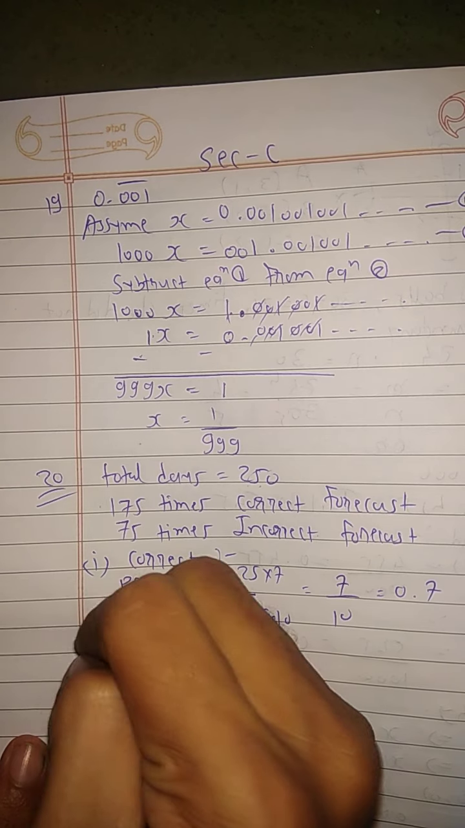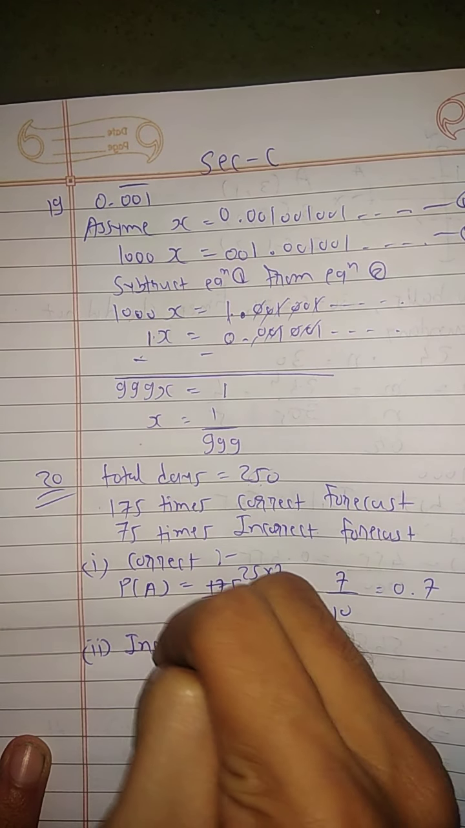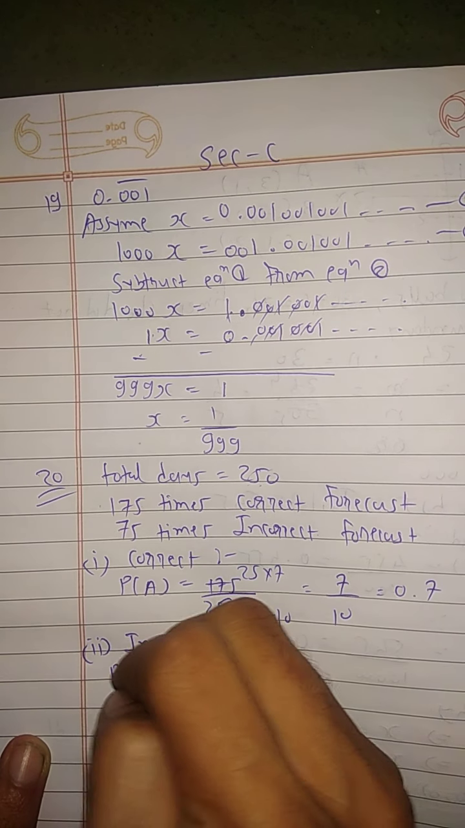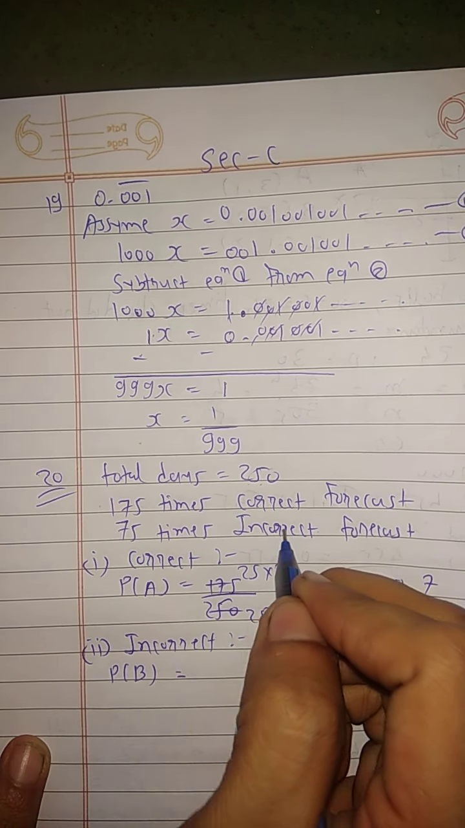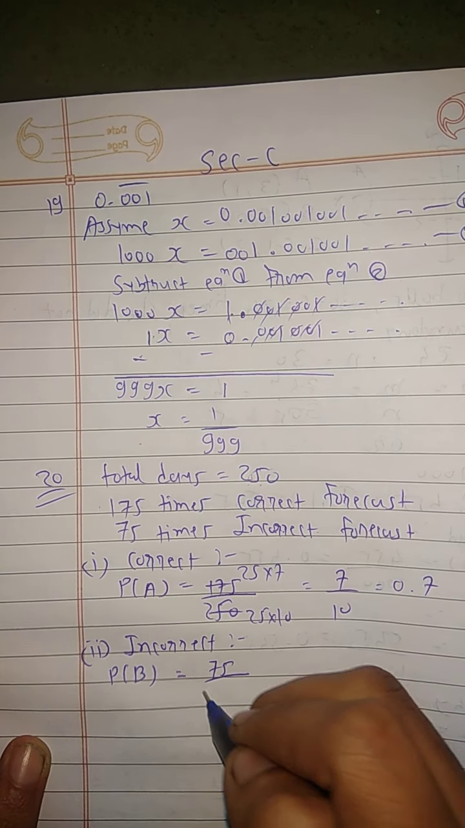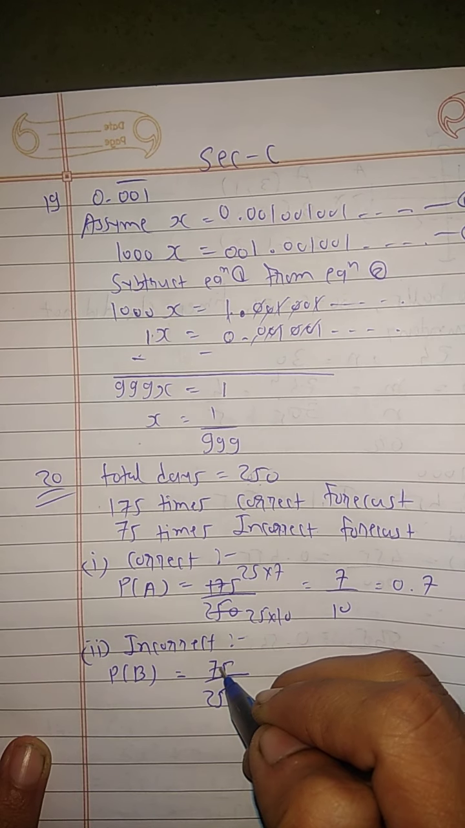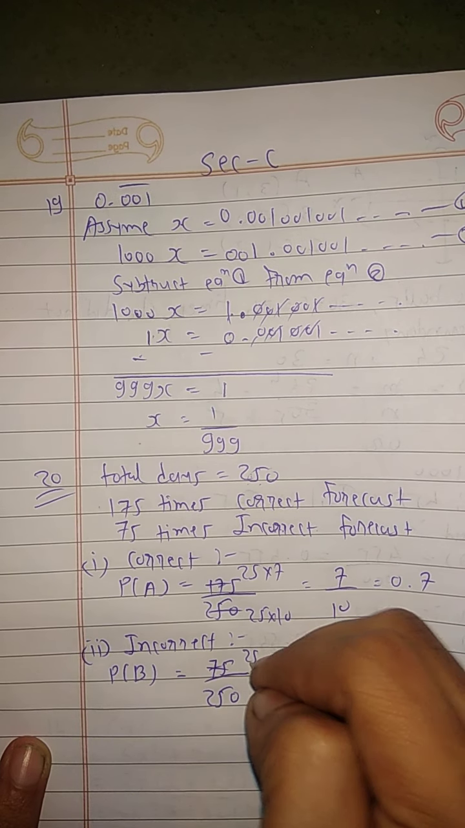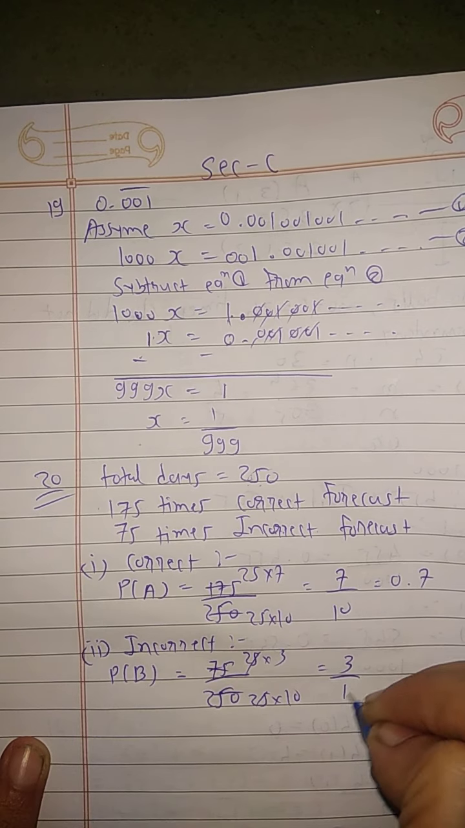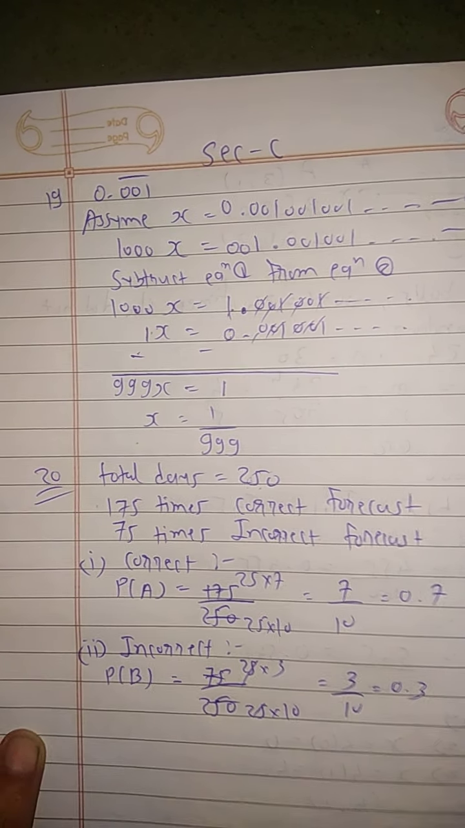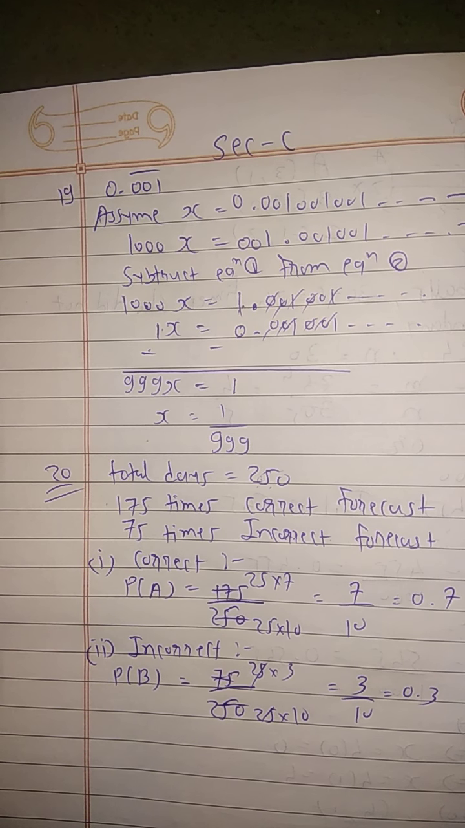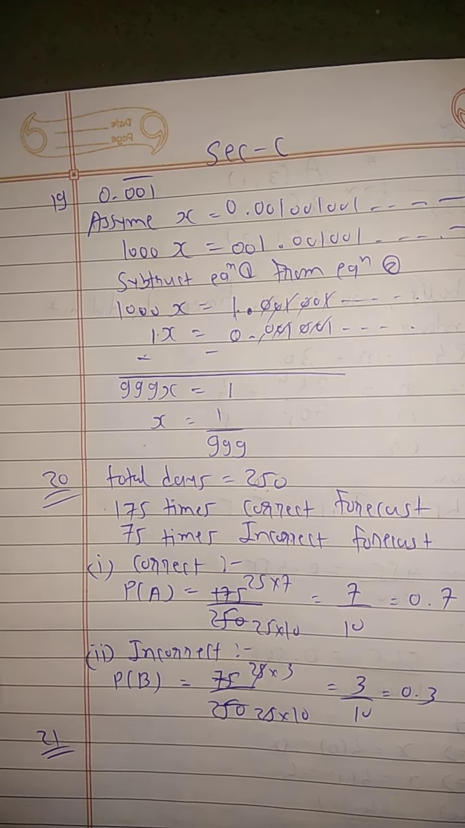And in the second question we need to find the probability for incorrect forecast, right? So here our favorable outcomes are for incorrect, we have 75, so 75 divided by total 250. Okay, now 25 threes are 75 and 25 tens are 250, so 3 by 10, 0.3. After that, number 21.